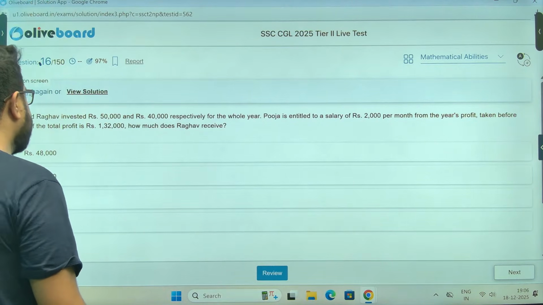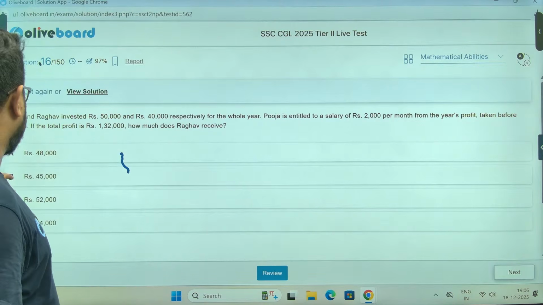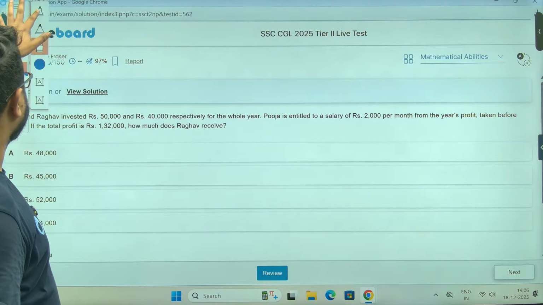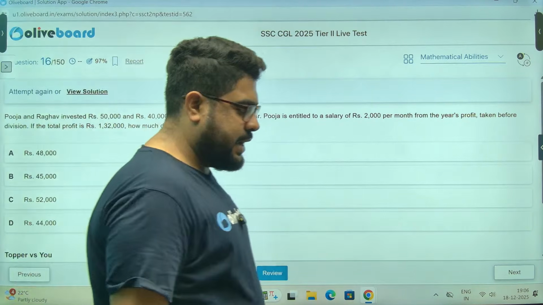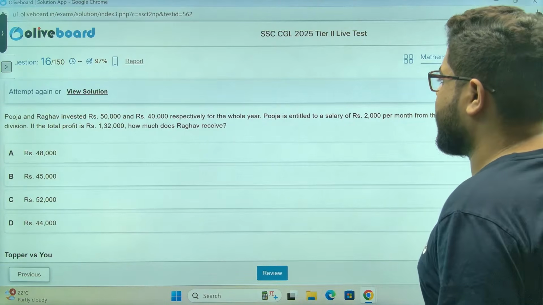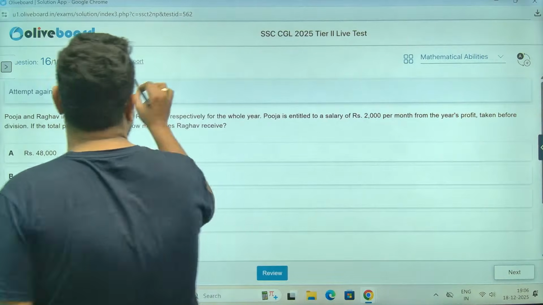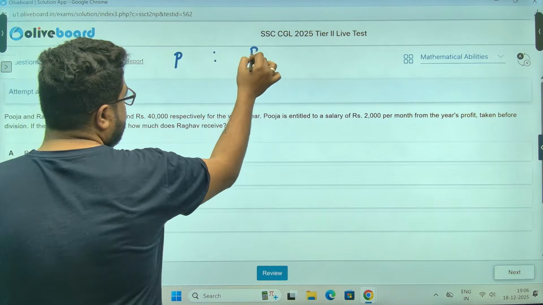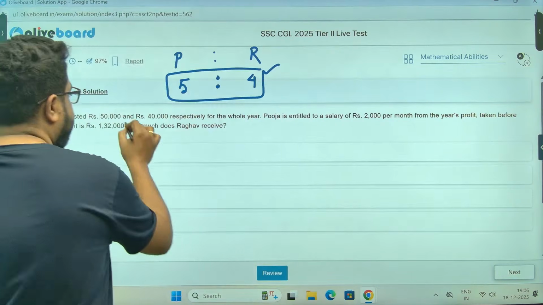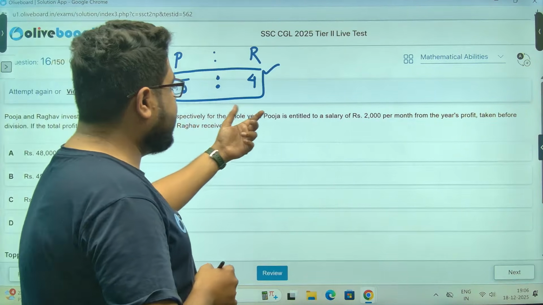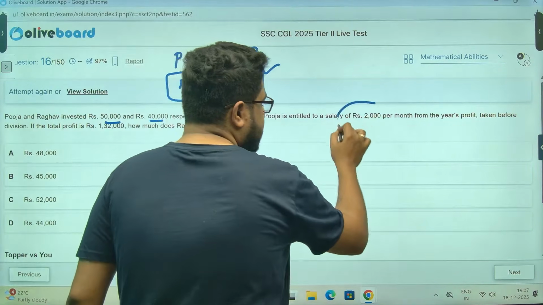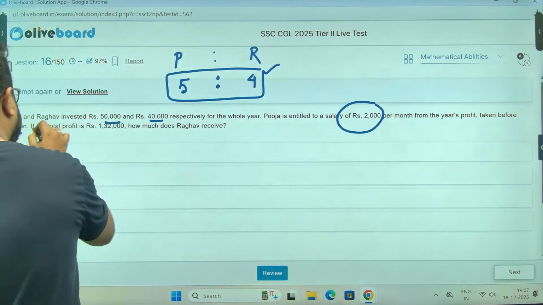Chalo. Next one. Puja and Raghav invested 50 and 40. Puja and Raghav investment ratio, sir, 5:4. 50,000, 40,000. Pooja is entitled to this much salary, as managing partner, active partner: 2,000 per month from the year's profit, taken before division.